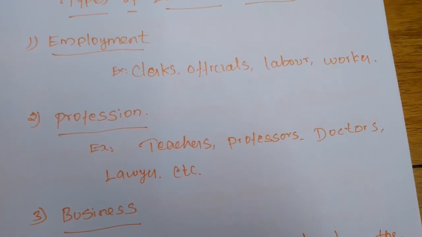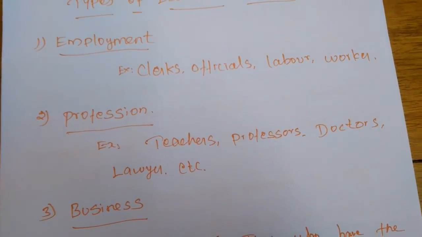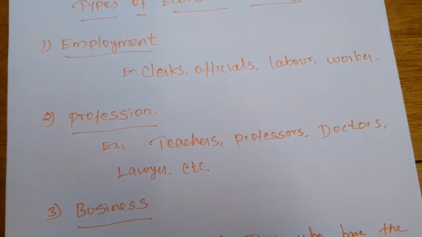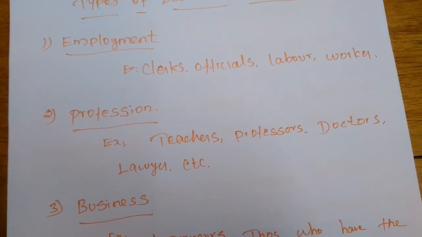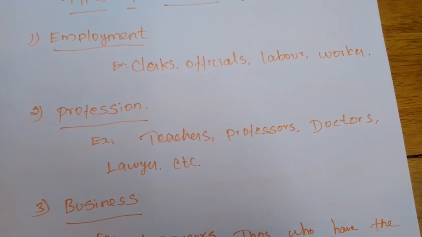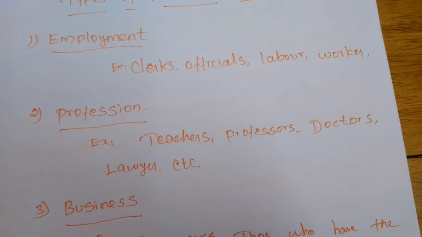Suppose we go as masons, for example: we must complete some amount of area. Otherwise, when some coolies go to work, they have to complete some assigned amount of work. Only then will they get their remuneration.